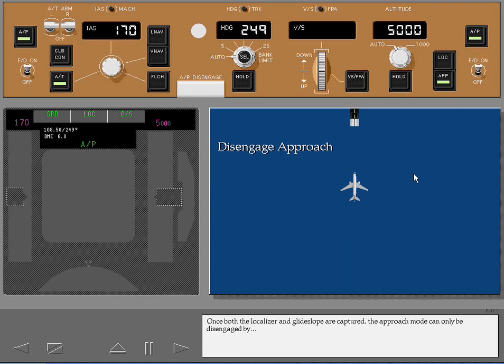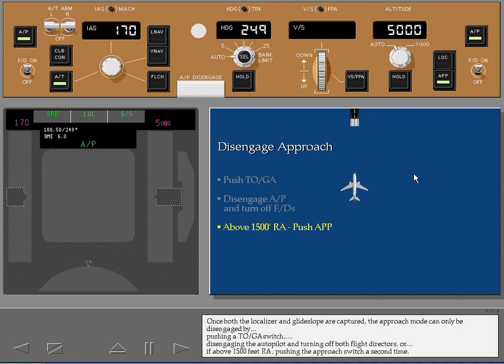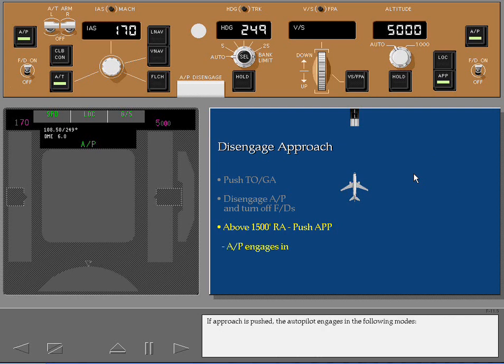Once both the localizer and glide slope are captured, the approach mode can only be disengaged by pushing a TOGA switch, disengaging the autopilot and turning off both flight directors, or, if above 1,500 feet radio altitude, pushing the approach switch a second time. If approach is pushed, the autopilot engages in the following modes.